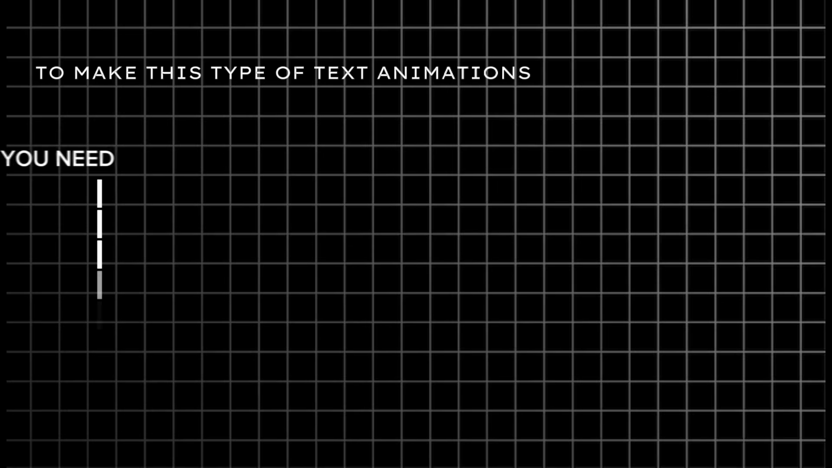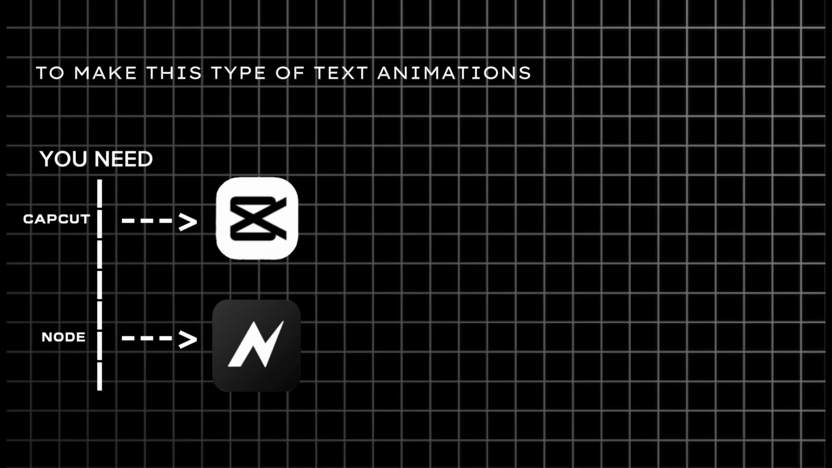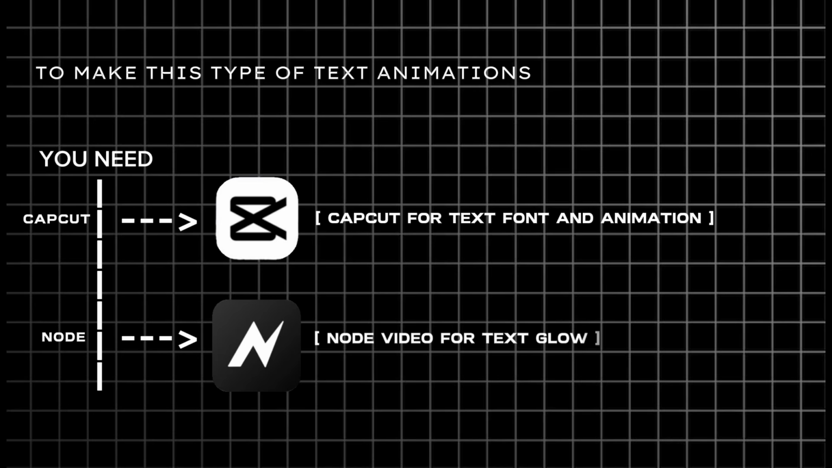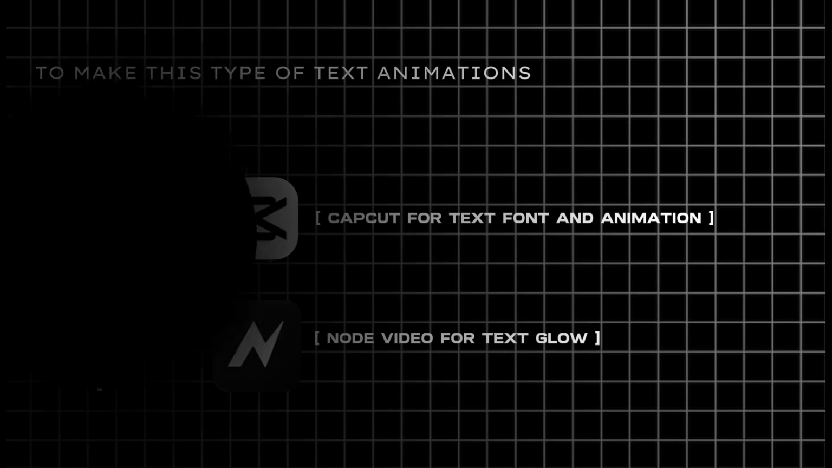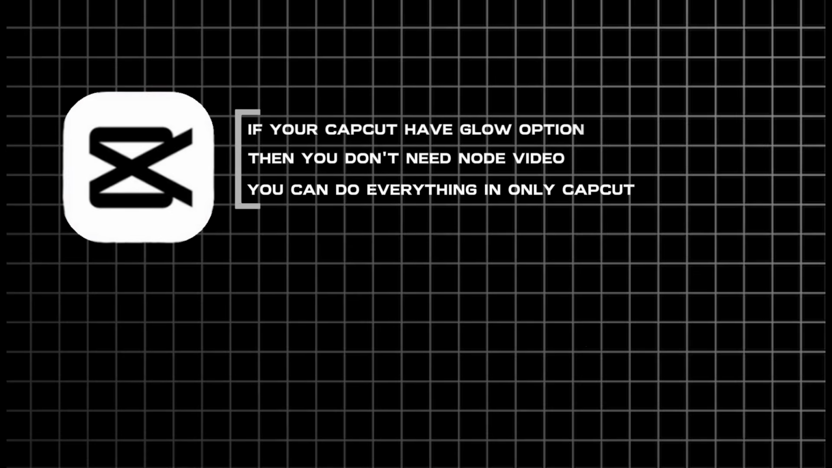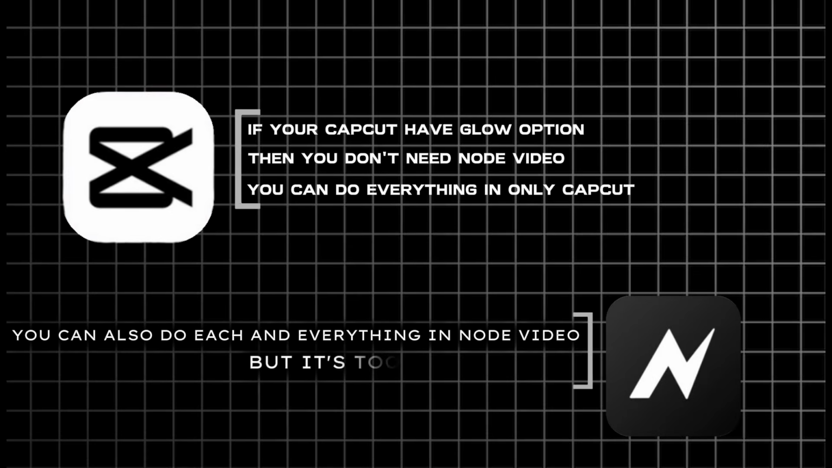To make these type of text animations, you need these 2 apps, CapCut and Node Video. CapCut for text, font and animations, and Node Video for text glow. And here's the important thing. If your CapCut has a glow option, then you don't need Node Video. You can do everything in only CapCut. Same goes with Node Video, but it's complicated. Now open your CapCut and follow my steps. Let's start.